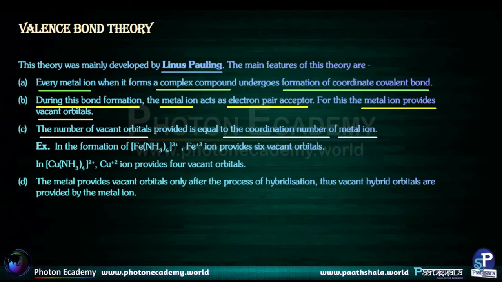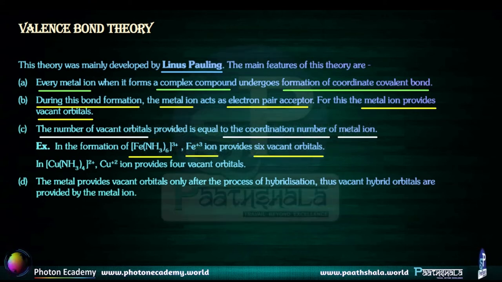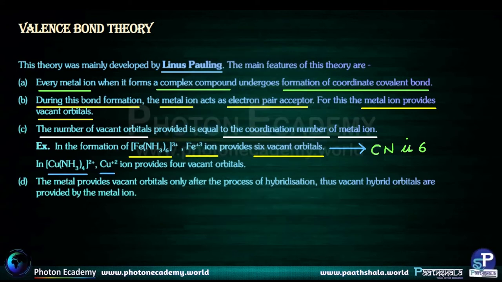Let's take an example. In the formation of the hexaamine iron 3 complex, Fe3 plus ion provides 6 vacant orbitals, which means the coordination number of iron in this case is 6. In the formation of the tetraamine copper 2 complex, Cu2 plus ion provides 4 vacant orbitals. That means the coordination number of Cu2 plus ion is 4.